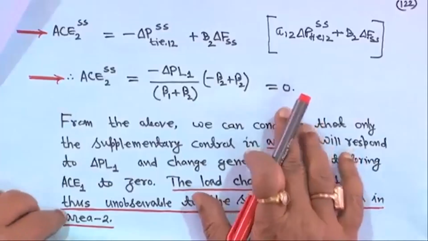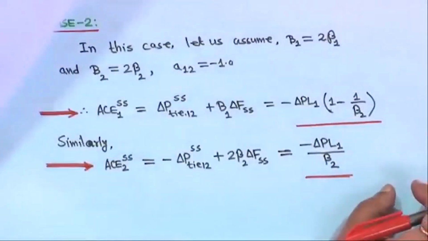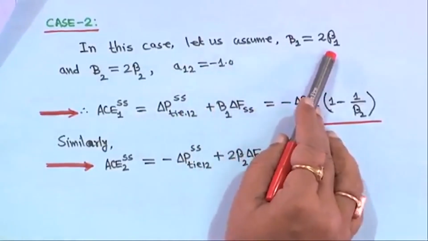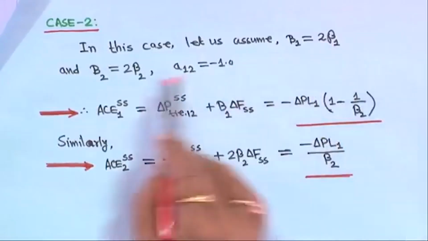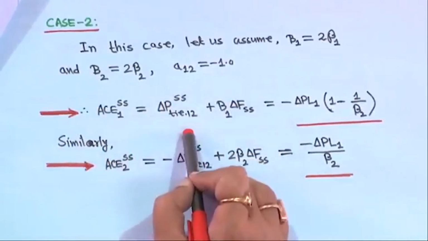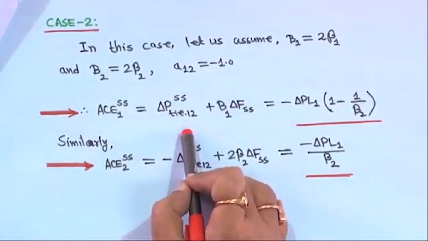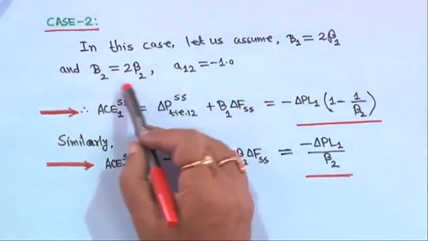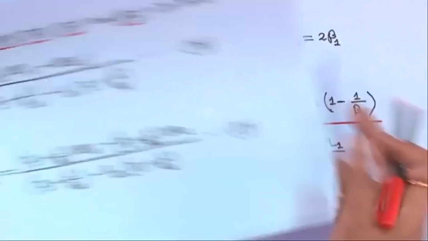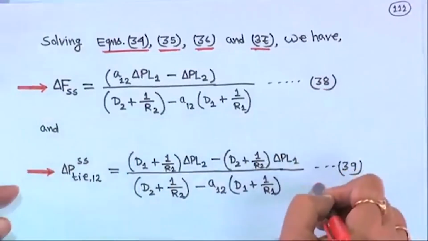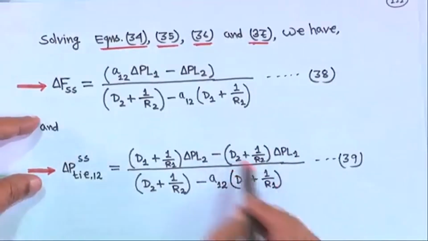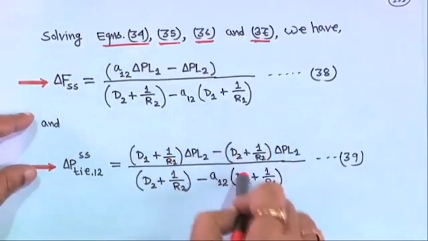Now, suppose B greater than beta, so this is case 2. Let us assume B1 is equal to 2 beta 1, that is B greater than beta, and similarly B2 is equal to 2 beta 2, and A12 is minus 1. Follow the same procedure in those expressions, you put these conditions in equations 38 and 39. I am directly showing it so that I can save a little bit of time. Very simple, just substitute and work out.